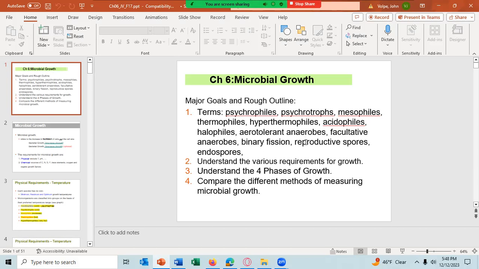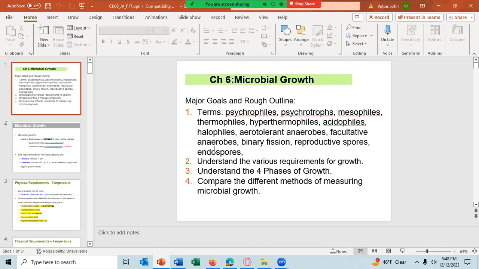Some important terms: reproductive spores. They differ from endospores. In a reproductive spore, one cell makes several spores, usually about 4, and then the parent cell survives. So one cell makes 5 cells. That is reproduction. With an endospore, one cell makes one endospore, and then the parent cell dies. So you begin with one cell and end up with one cell. That is not reproduction. Endospores are a survival strategy.